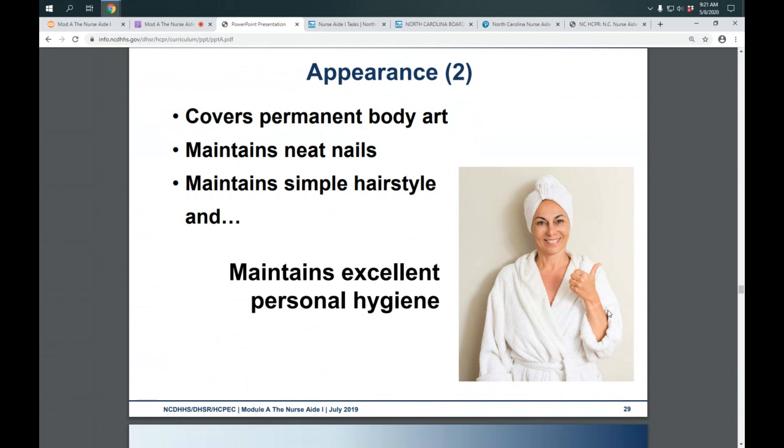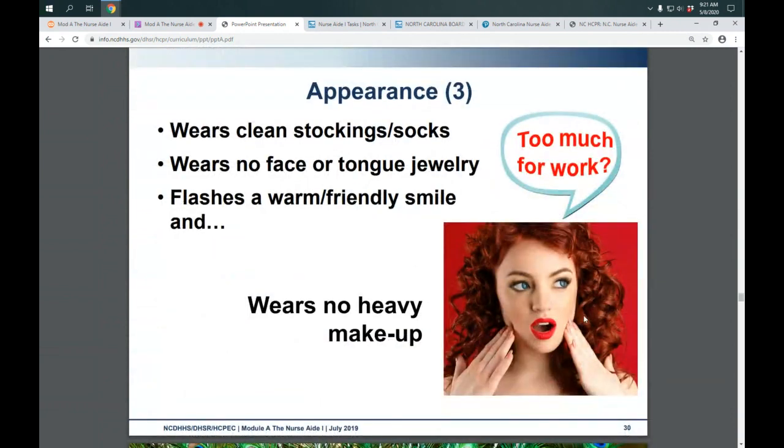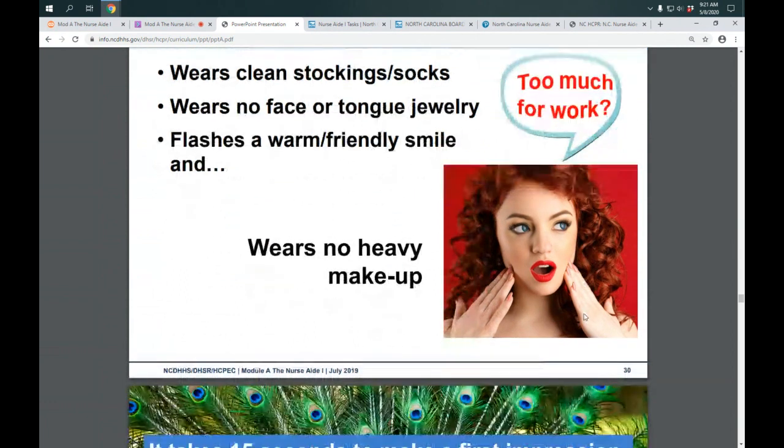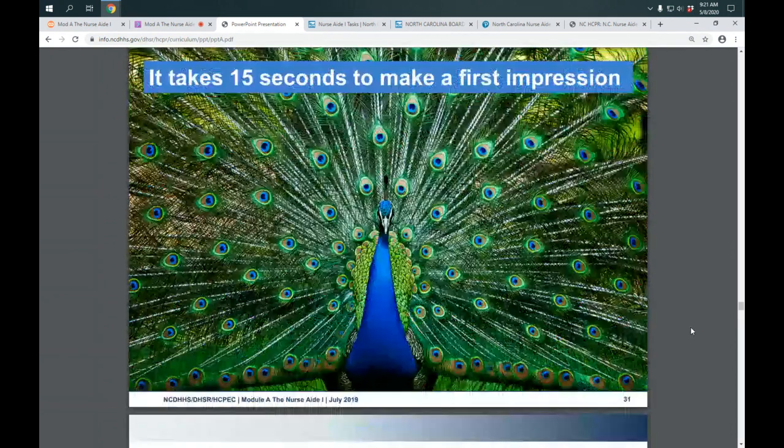Your nails, when you turn your palm up and look at your fingers, should just barely be able to be seen over the top of your fingers. And again, you're not going to want to wear artificial nails. Wear clean stockings or socks. And again, we talked about the jewelry already. Just flash that big smile and no big heavy makeup, okay? Honestly, I promise, it takes about 15 seconds to make a first impression, and so you want to make a good one. That first impression is important, especially if you go for a job interview.